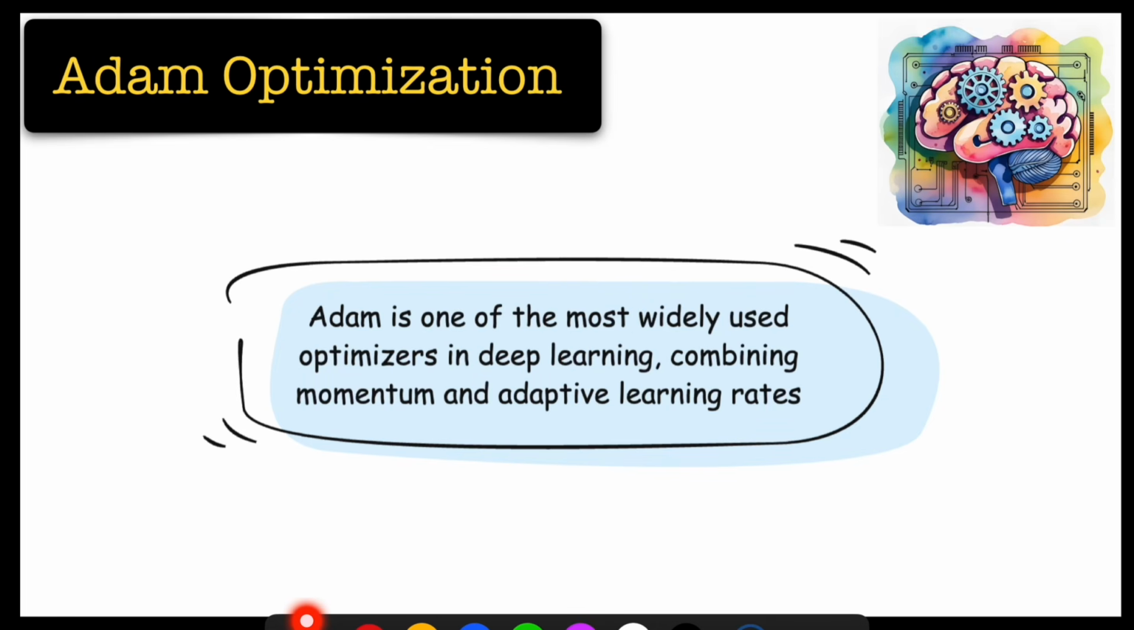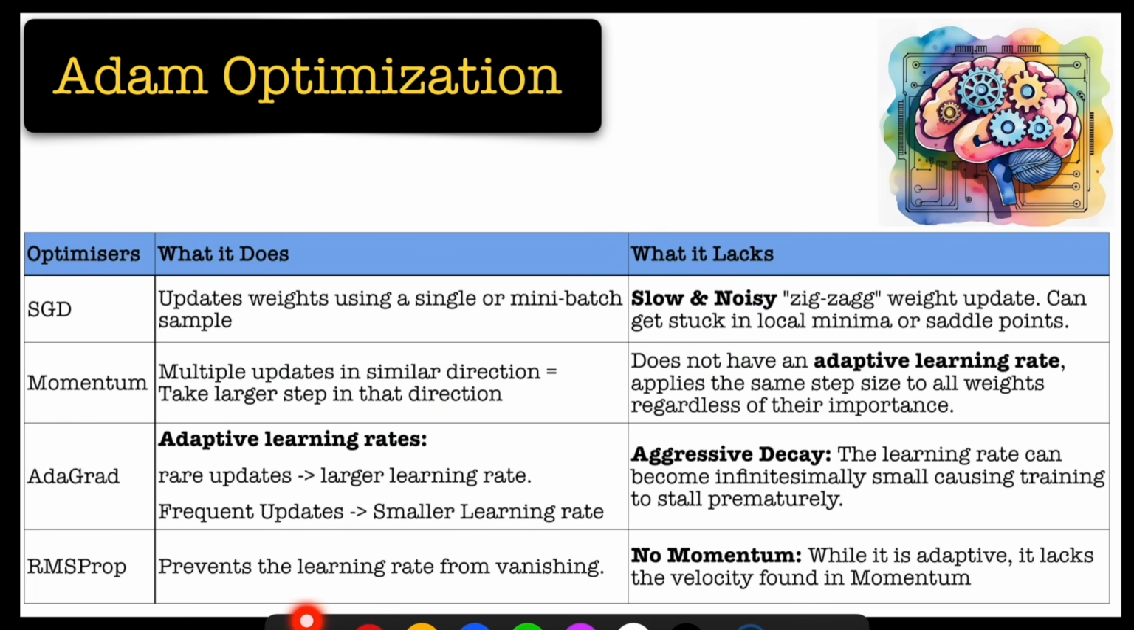Adam optimization. Adam is one of the most widely used optimizers in deep learning, combining momentum and adaptive learning rates. In the previous videos, I have talked about SGD or stochastic gradient descent, momentum, AdaGrad, RMSProp, all these optimization algorithms. I highly suggest you go through those earlier videos to understand this, but I'll give a quick recap here. I'll quickly talk about what these optimizers are about and what they lack.